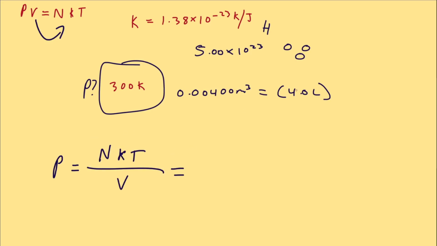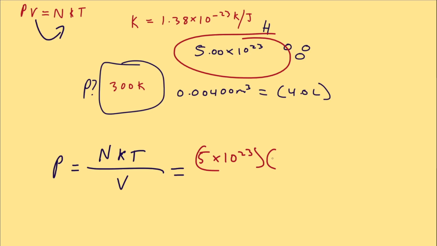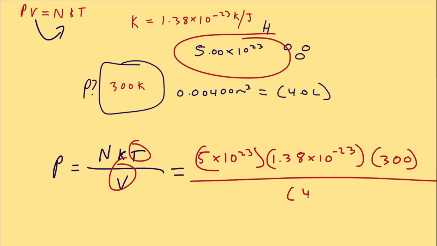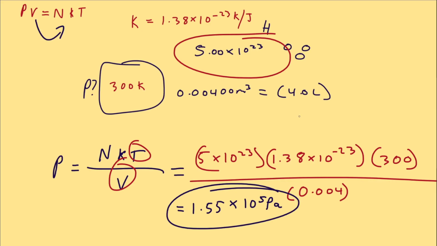The number of molecules, 5 times 10 to the 23. k is this fat number. The temperature is 300 Kelvin. And the volume is 4 liters, or in meters cubed, 0.004. The answer for the pressure comes out to be 1.55 times 10 to the power of 5 pascals roughly. For reference, this is a bit above the atmospheric pressure.